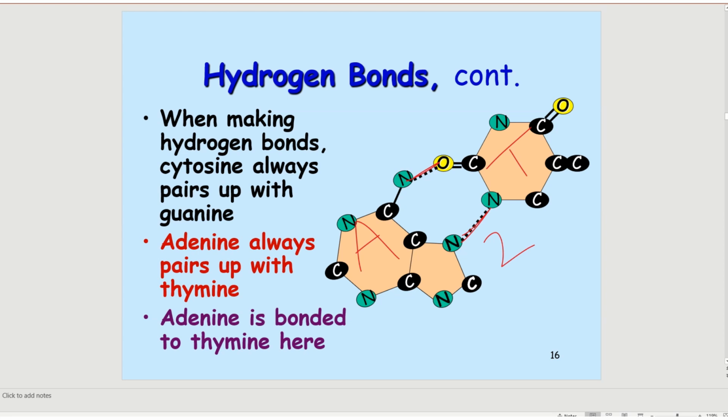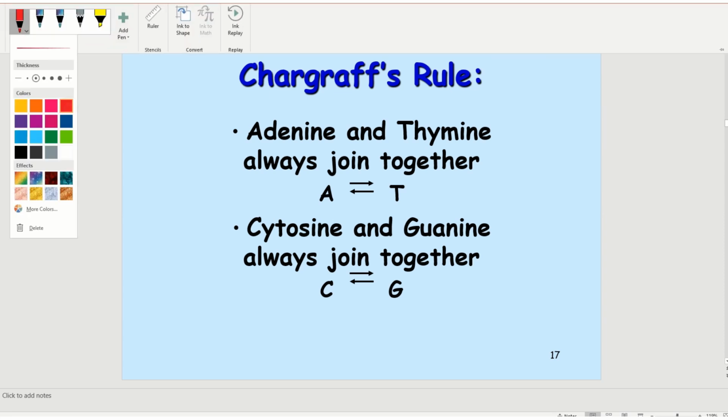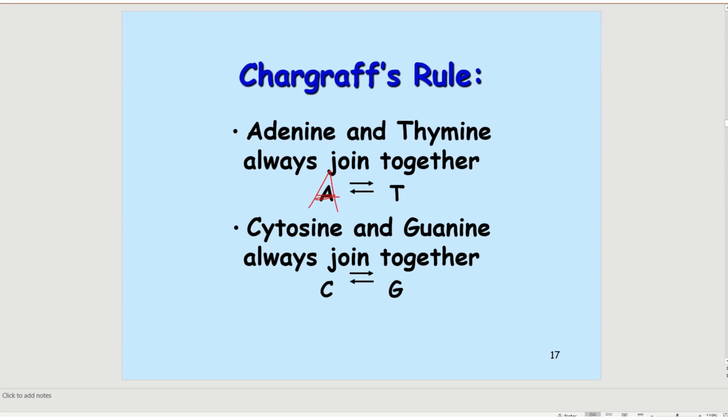How do I know that they're always going to be together? A is a straight line. T is a straight line. Or you can say your aunt is with your tío. You see how it's straight, straight, straight, and then the T is straight, straight. And the C and G are curvy. So you see how it's curvy, round, and the G is curvy, round.